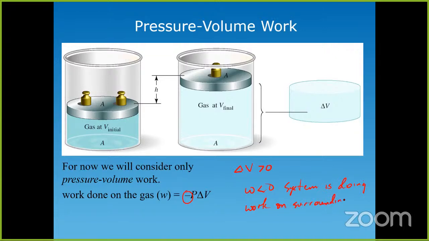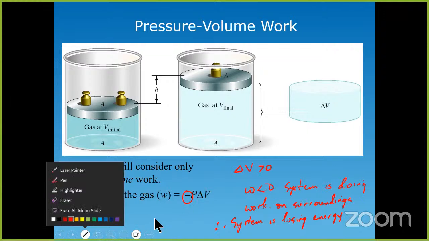All right. And if the system is doing work on the surroundings, that means that, therefore, the system is losing energy. All right. So that's basically what happens when the gas is expanding. We call this pressure volume work, by the way. The W here, we call it pressure volume work because of the formula that is used to calculate it. W is equal to minus P times delta V.